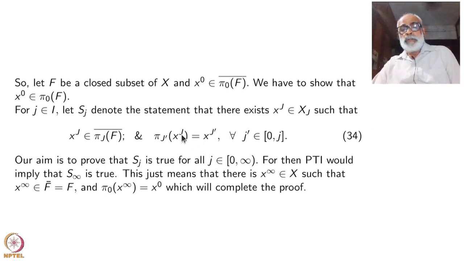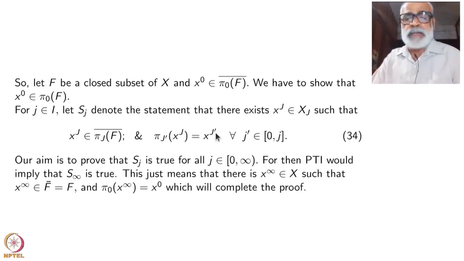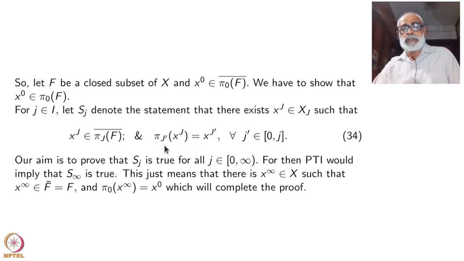So the jth projection of this one must be the same thing as the j prime projection element here, which just means that if you take the ith projection of x_j, where i is less than j, then it must be the same thing as the ith projection of this element, where i is smaller than even j prime. That is the meaning of this. The projection of these points which you are choosing next should be the same thing as the points which you have chosen already.